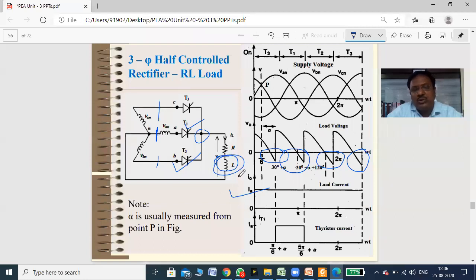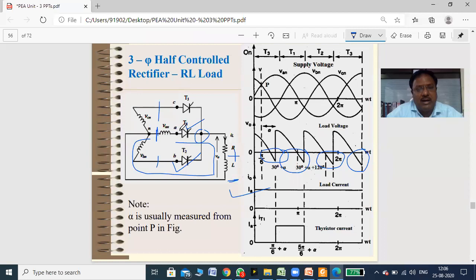So we know that if we connect an inductive load, what happens? Basically, the inductor stores the energy in its magnetic field, right? When the SCR is conducting, and whenever the supply at, for example, phase A is more positive, so thyristor T1 is conducting, right? So the inductor stores the energy, positive upper terminal, negative lower terminal, right? This is the current flow through.